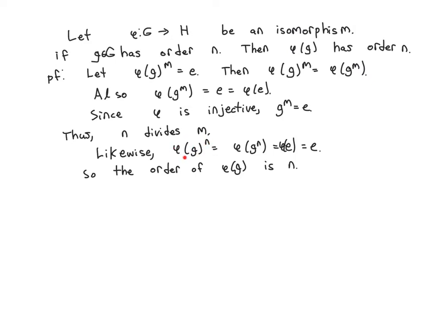Phi of g to the n, by properties of powers, is phi of g to the n. Since n is the order of little g, then g to the n is the identity. By properties of isomorphisms, phi of the identity is the identity. So we see that the nth power of phi of g actually is the identity. So the order of phi of g is in fact n.